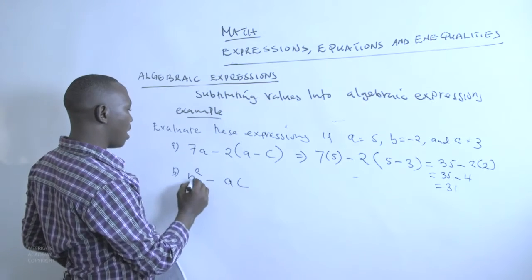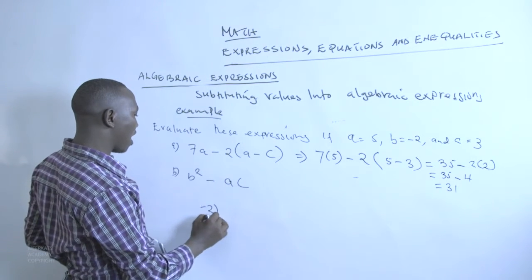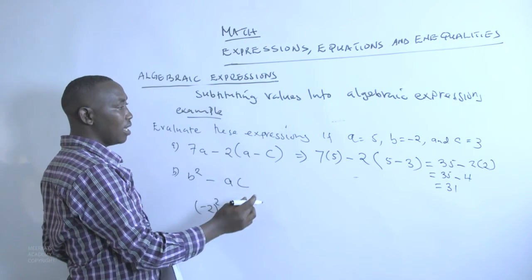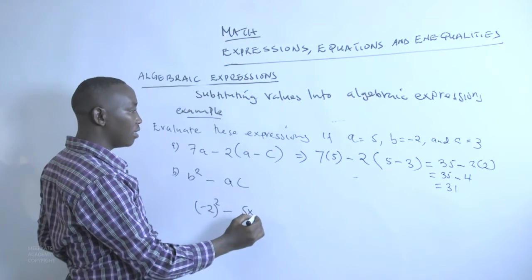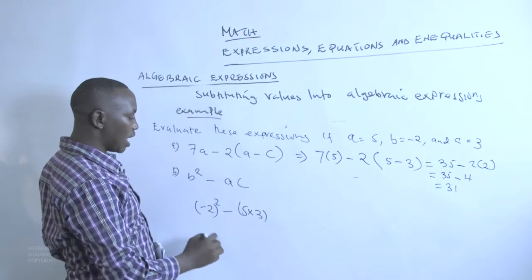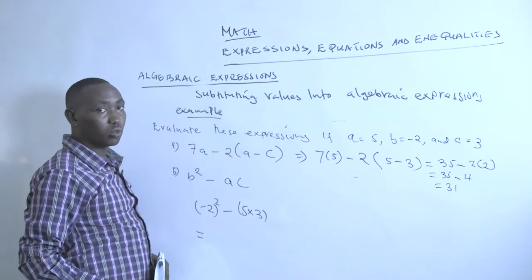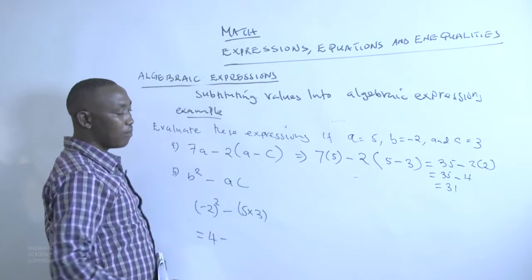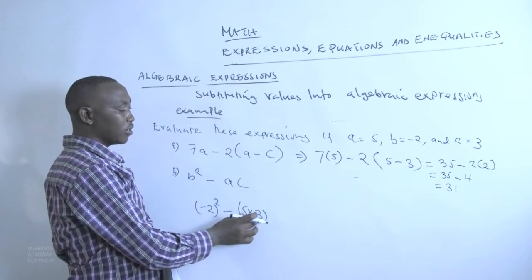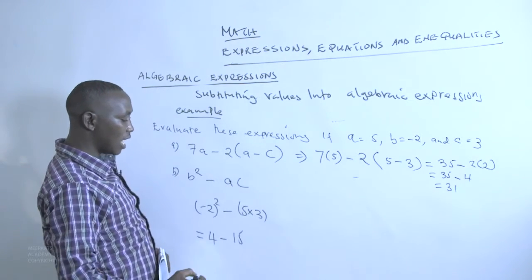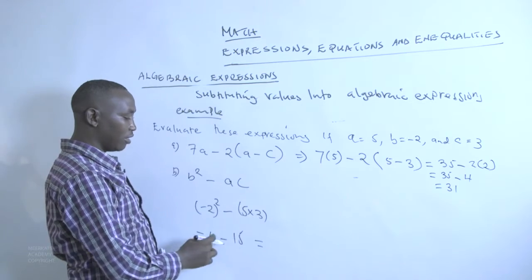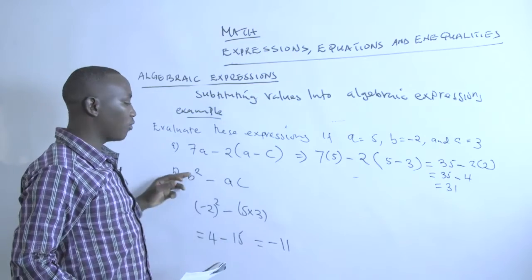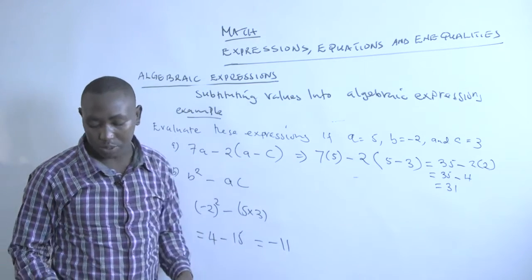So in that case, B we have said is -2. So we are having -2 being squared. Subtract the product of A and C, and our A is 5, our C is 3. In this particular case, when you square -2, you get +4. Subtract. When you get the product of 5 and 3, you'll get 15. So when you subtract 15 from 4, you will get -11. The answer for this question number B is -11, and that is substitution.